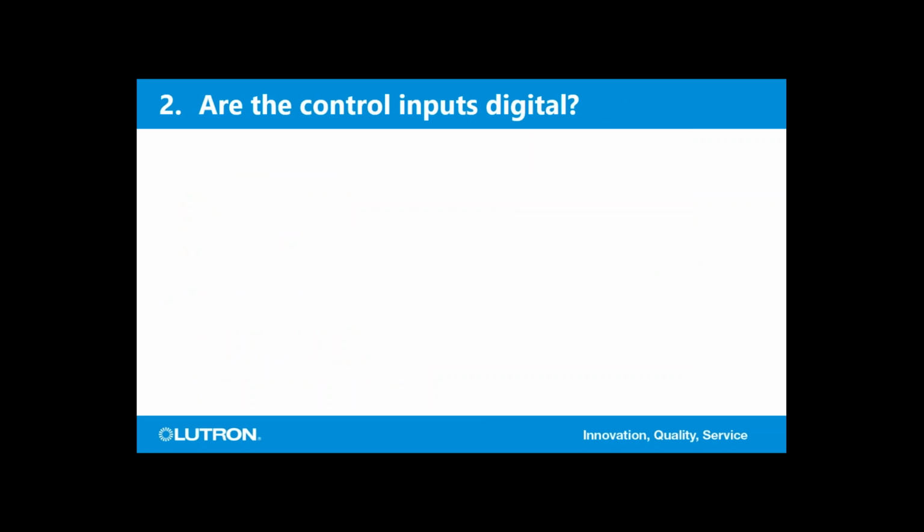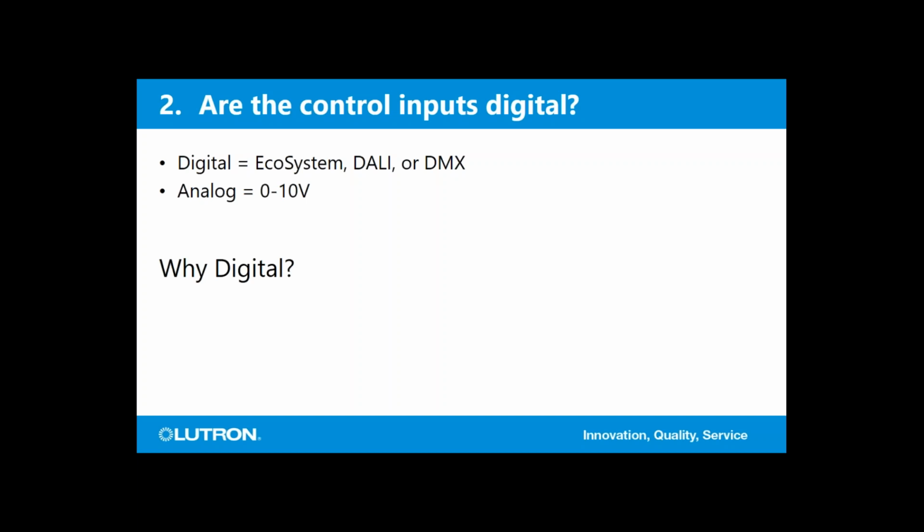So second question, are the control inputs digital? And when I say digital, I mean ecosystem, DALI, or DMX. Those are all digital protocols. The alternative is analog, which is 0 to 10 volt. So why digital? Why should the control inputs be digital?